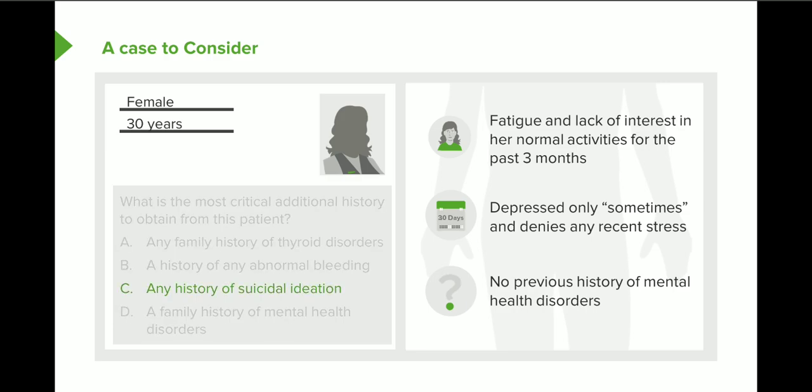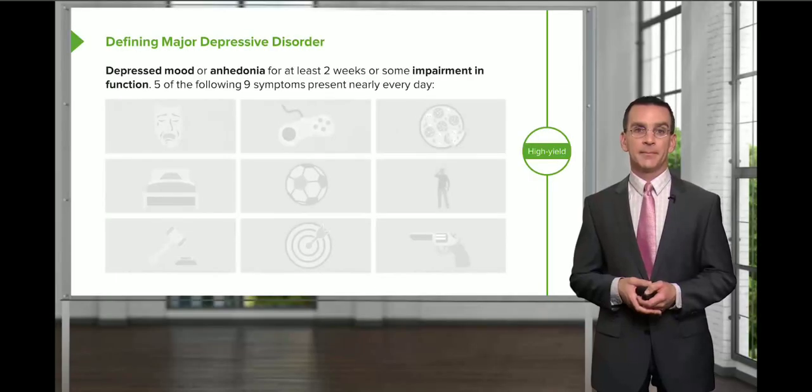The answer is C, history of suicidal ideation. Why? Because the question asks the most critical bit of information. By far, the most critical information in her history is the risk of suicidal ideation or suicidality. The worst outcome in depression is suicide. And depression, of course, predisposes patients to suicide. So it's better to ask about it directly, bring it out in the open.